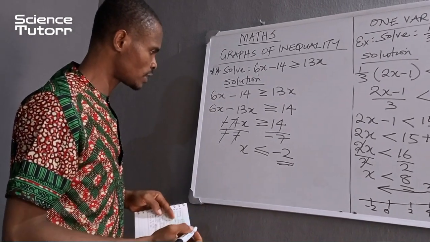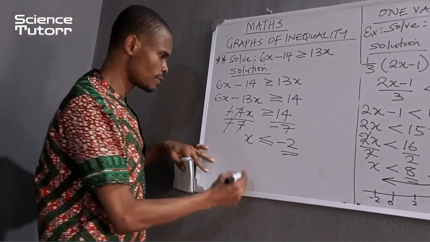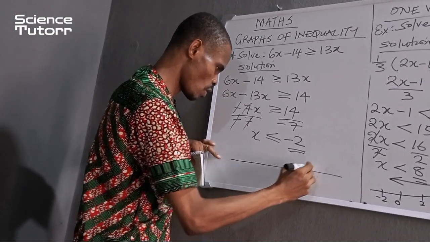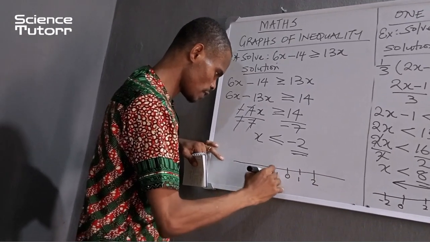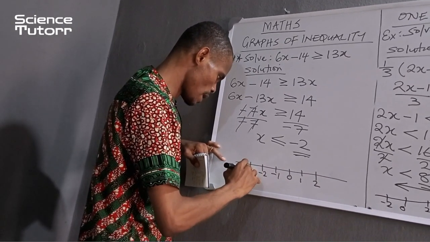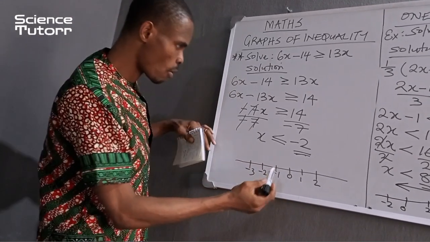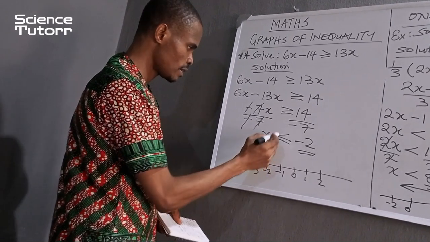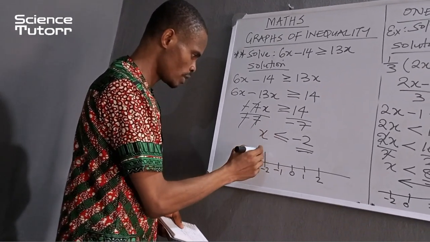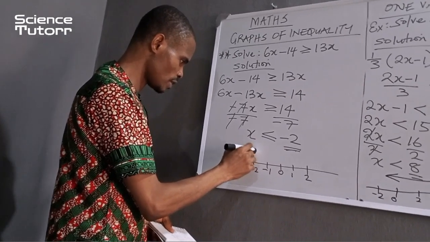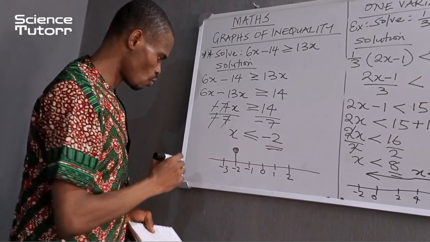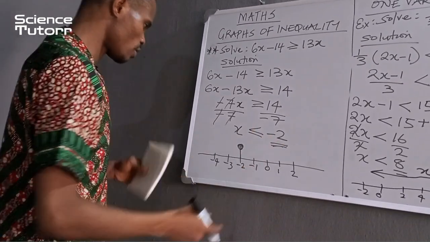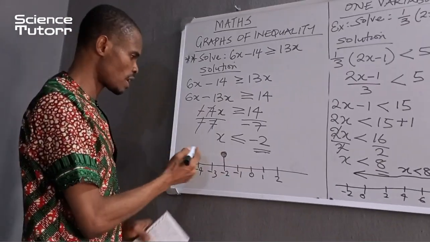Representing x is less than or equal to minus 2 on a number line, we are going to have it like this. This is 0, this is 1, 2, and on this side minus 1, minus 2, minus 3. So our focal point is on minus 2. So I'm going to have my minus 2 here, less than or equal to, it means I'm going to be having a tick dot. So which direction are we moving? Right or left? I'm going to be moving to the left hand side.